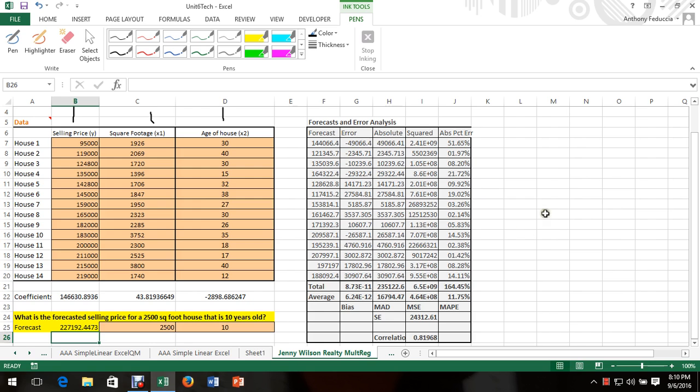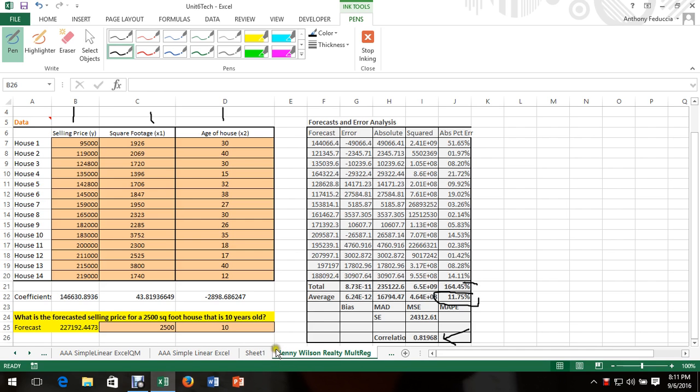And again, what I suggest you do is look at the mean absolute percent error, the average right here, which is about 12%. That's a good error to use, I think. And you'll notice correlation here again of those two variables with selling prices. Pretty good, about 82%.